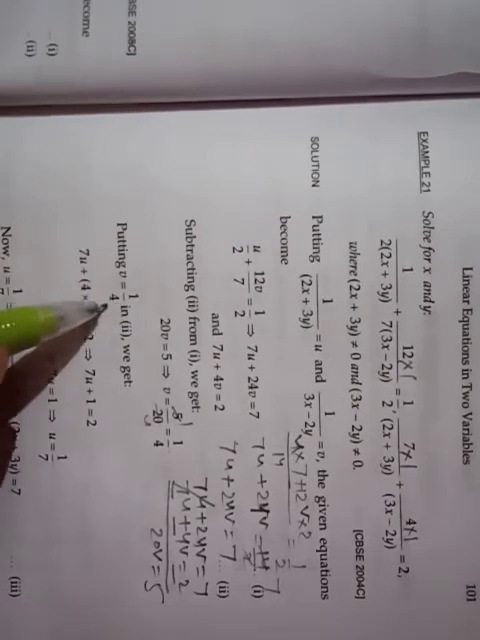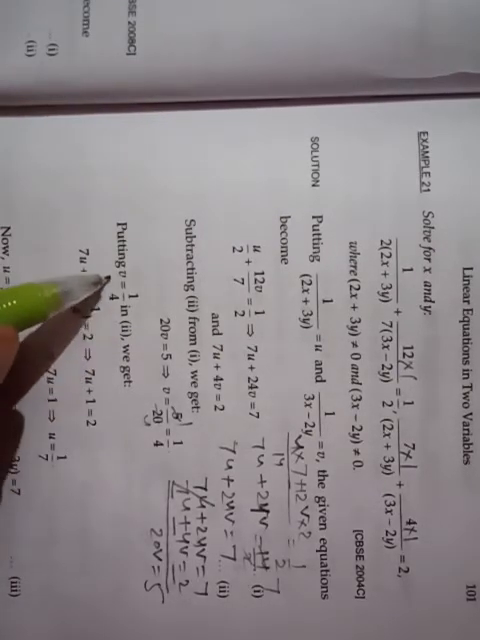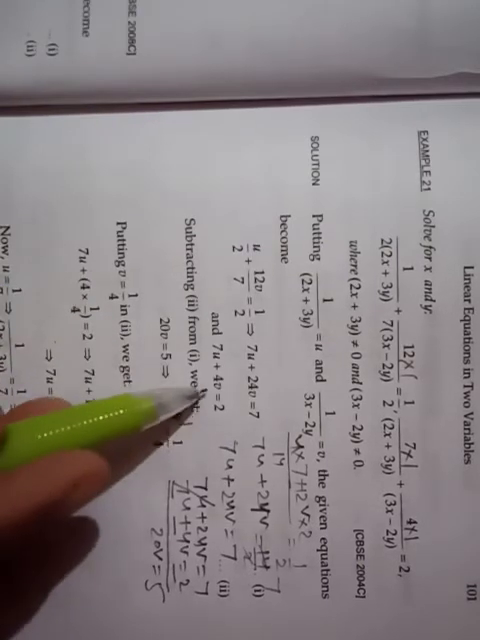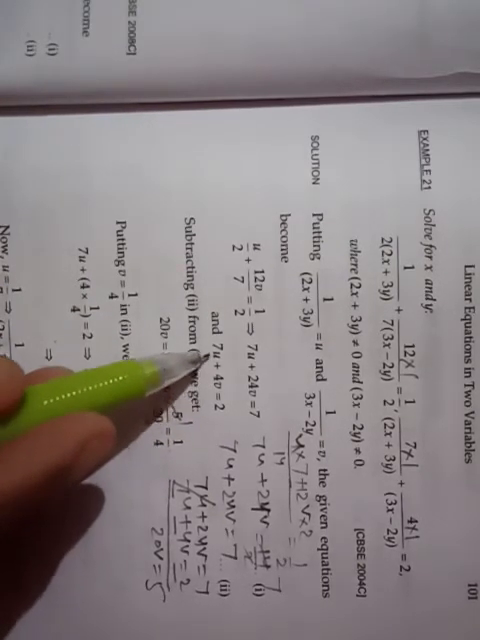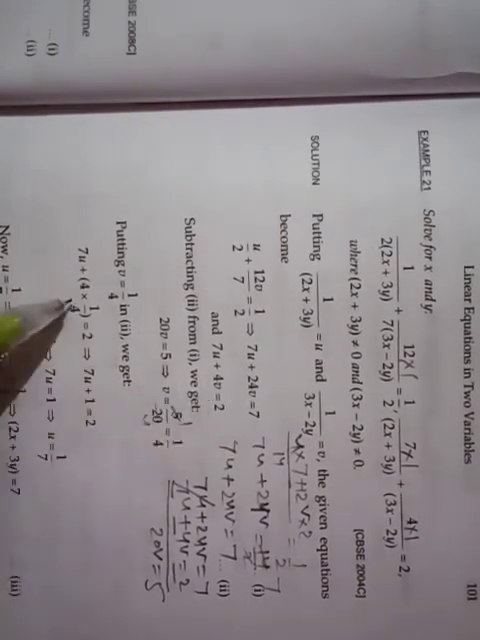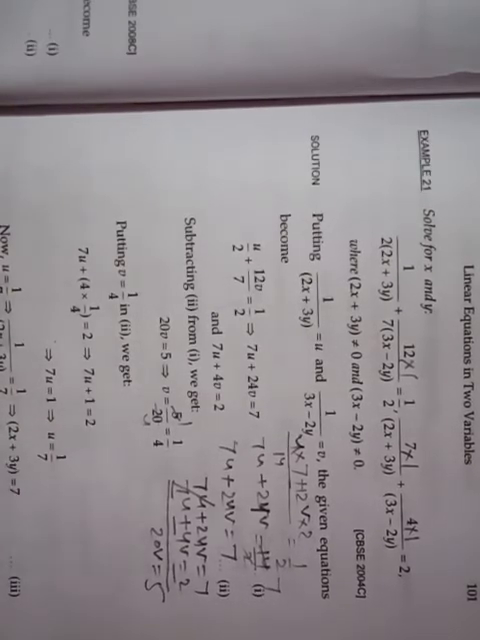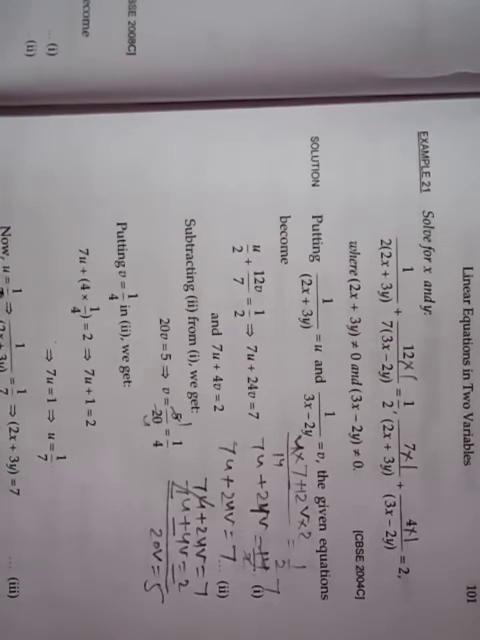On putting v equal to 1 by 4 in equation 2, we get 7u plus 4 into 1 upon 4 equal to 2, because v is 1 upon 4. 4 will cancel out, so 7u plus 1 equal to 2, 7u equal to 2 minus 1, it will be 1. So u equal to 1 upon 7.